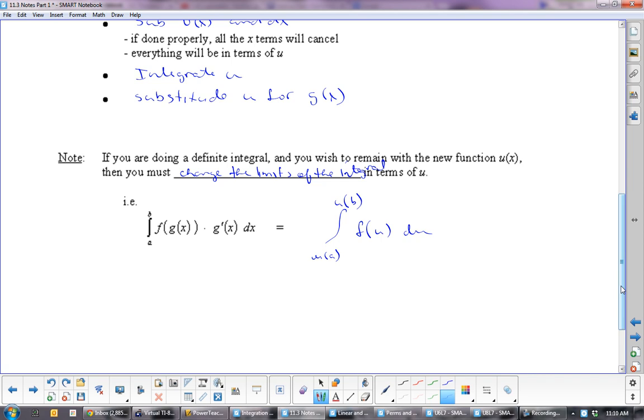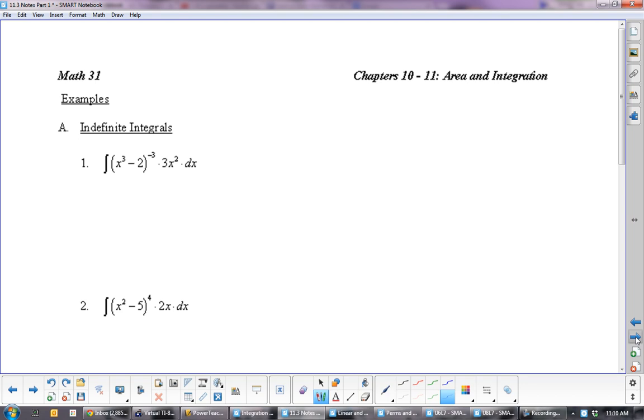And again, this stuff probably looks like total gibberish right now. So let's do 6 examples. Now, we've done all these before. Nothing big. But we're going to teach you how to use the substitution rule.